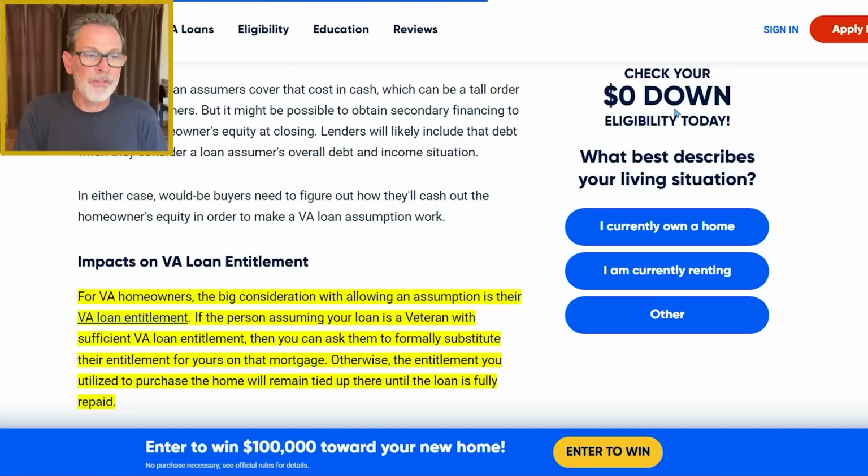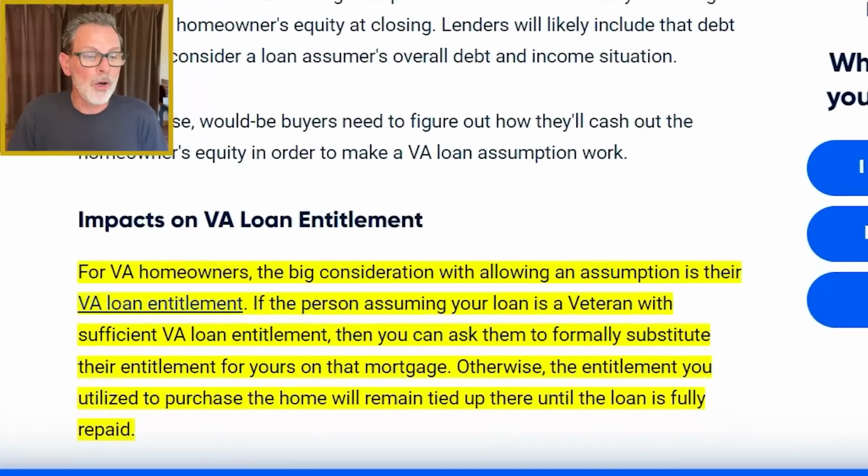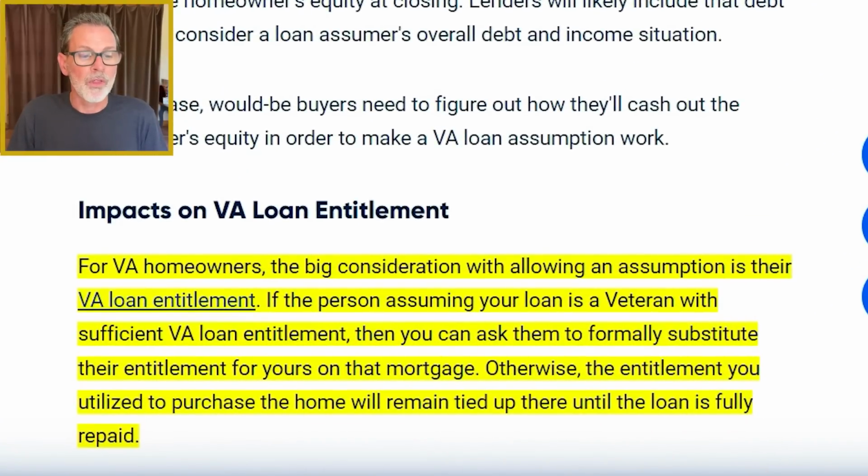So here's an article I found on veteransunited.com. It says for VA homeowners, the big consideration with allowing an assumption is their VA loan entitlement. If the person assuming your loan is a veteran with sufficient, keyword sufficient, VA loan entitlement, then you can ask them to formally substitute their entitlement for yours on that mortgage. Otherwise, the entitlement you utilize to purchase your house will remain tied up until their loan is fully repaid.